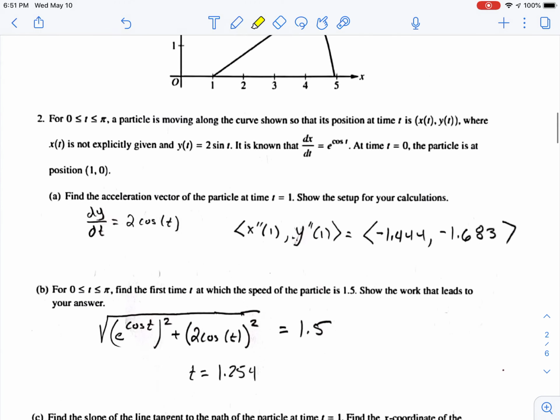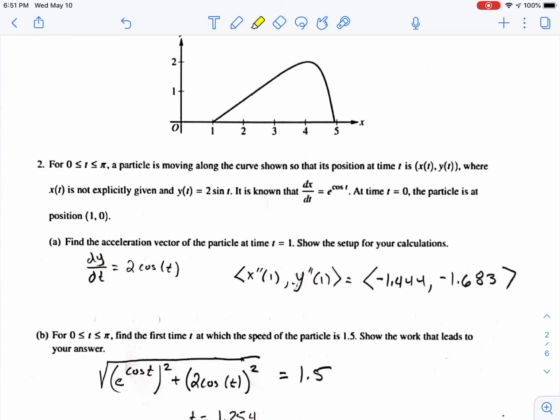All right, on to the second question. Question 2 is your 2D motion question. Find the acceleration vector. Well, it did make you actually pretty simple questions. I think don't fall into the trap of thinking you have to take these derivatives by hand, even though you could pretty easily do so. You did have to take one derivative to find dy dt is 2 cosine of t, and then you could use math 8 to get those two values right there.